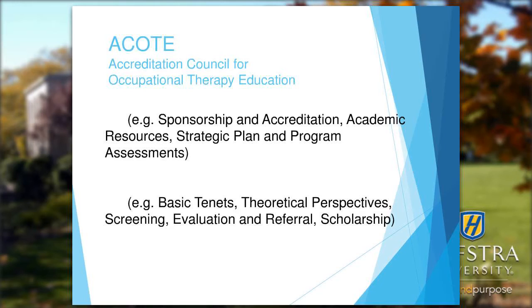So the first step in the accreditation process was that we had to submit a report to ACOTE to identify how we would meet all of these 189 standards. And we had to look at what the basic tenets and the theoretical perspective are. How will we as a program meet the standards for accreditation as an occupational therapy program?